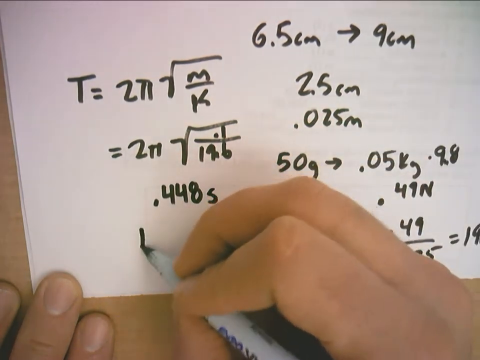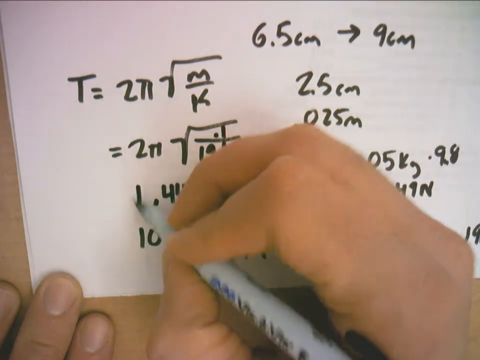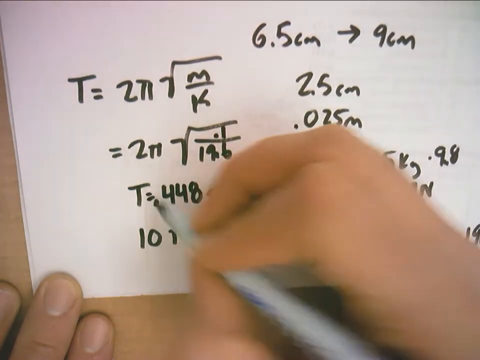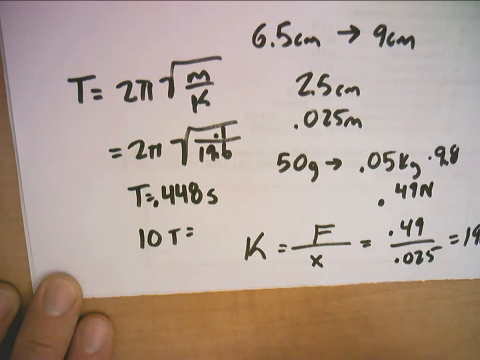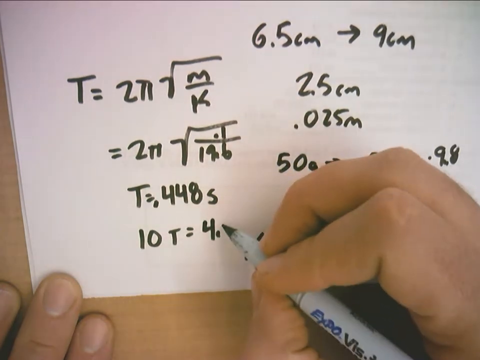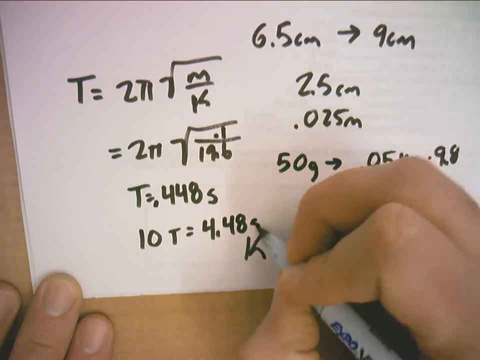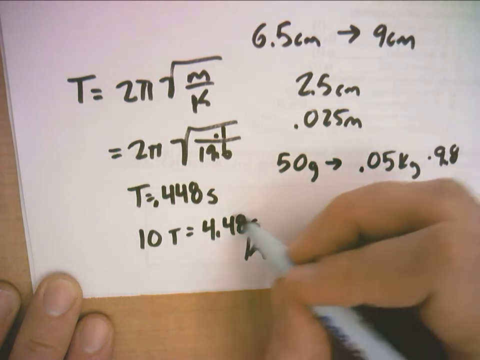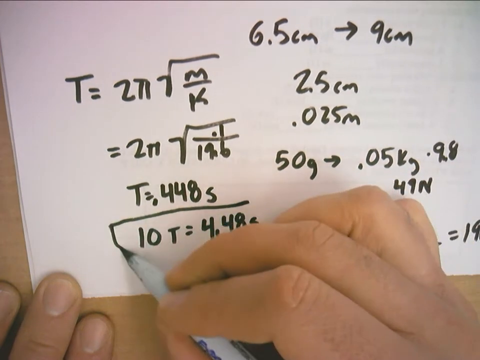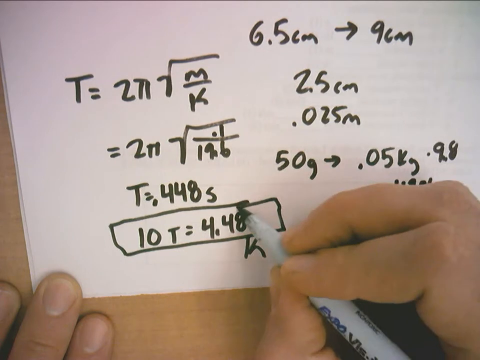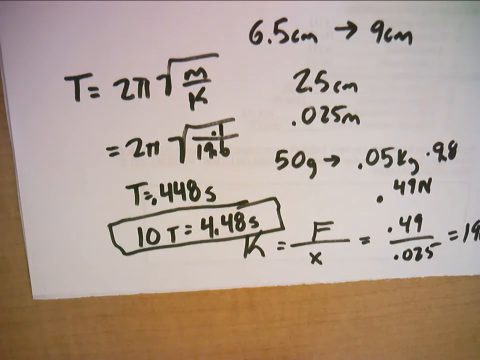So we'll do it for 10T. If that's T, what does 10T equal? Should give us 4.48 seconds to do 10 oscillations. We'll see if this holds true and see if this really works.